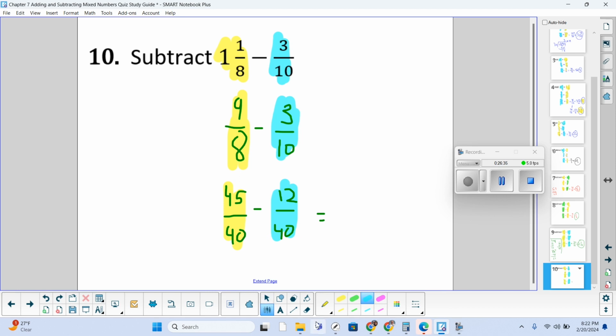Now that we have common denominators, we can do our subtraction. 45 minus 12 is 33. Over 40 is our denominator. It stays our denominator. 33 over 40.